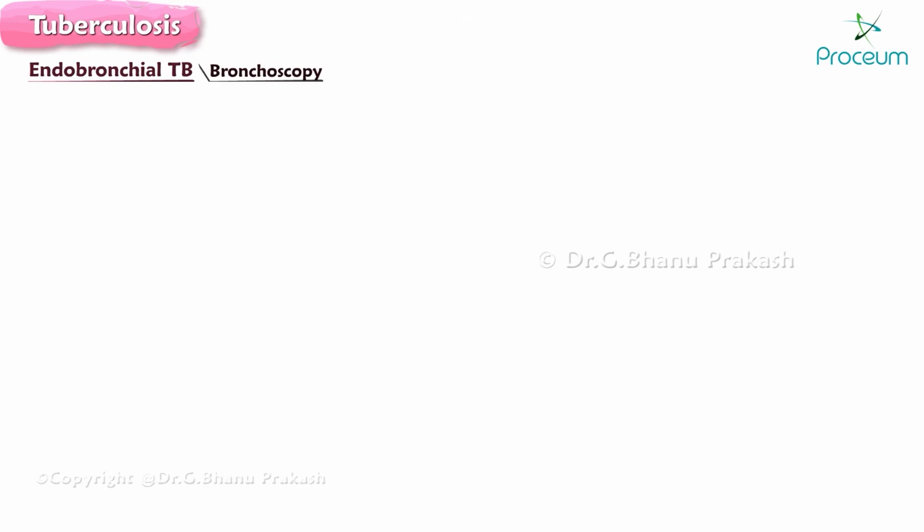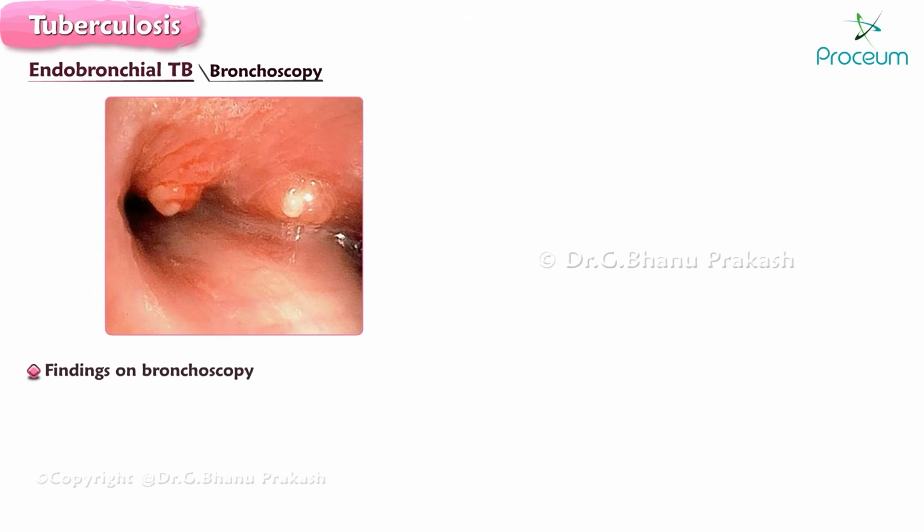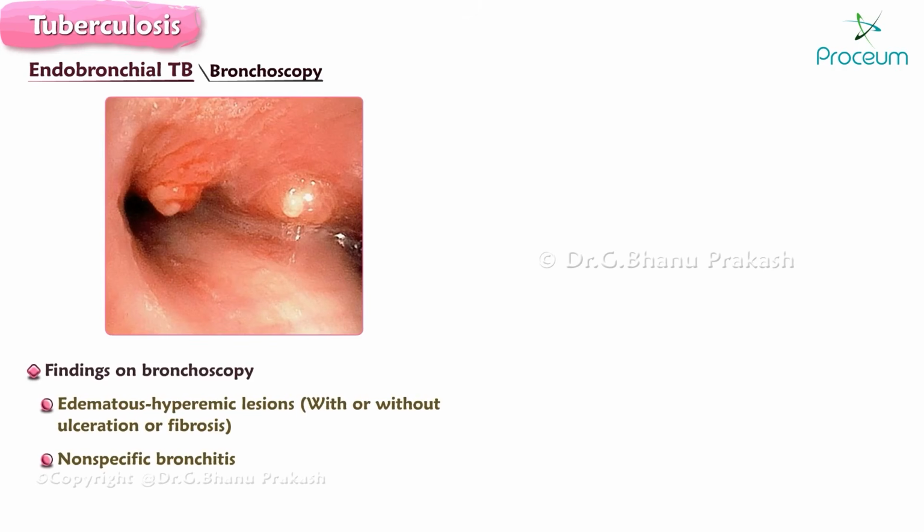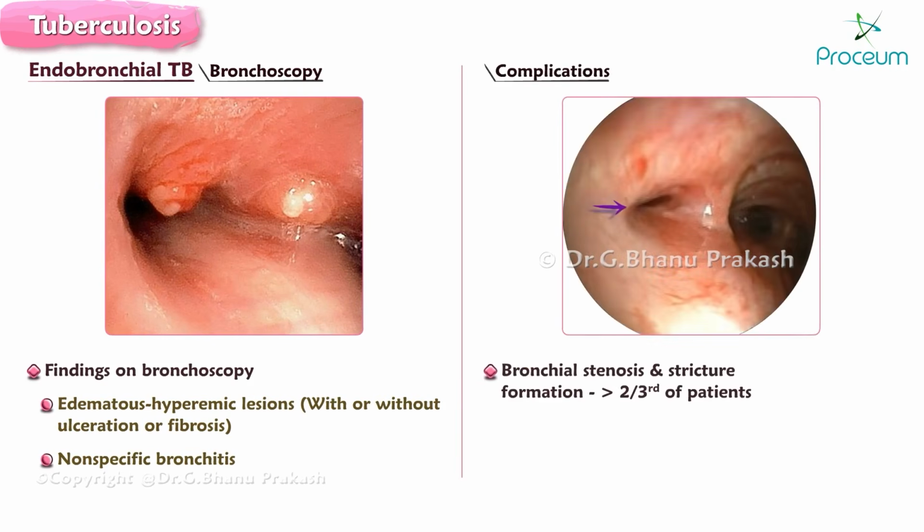Bronchoscopy. Findings on bronchoscopy may include edematous hyperemic lesions with or without ulceration or fibrosis, or nonspecific bronchitis. Complications. Bronchial stenosis and stricture formation may develop in more than 2/3 of patients.